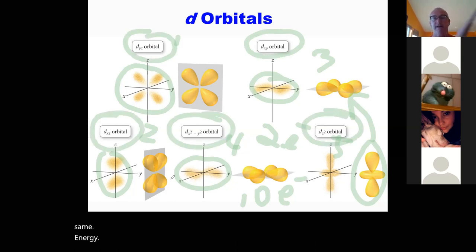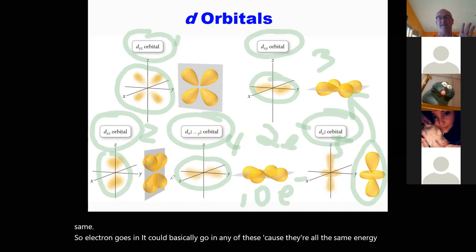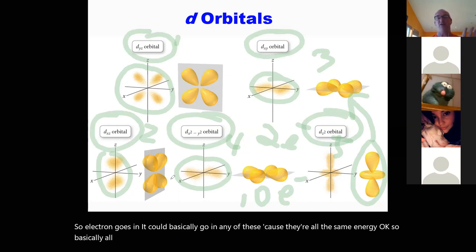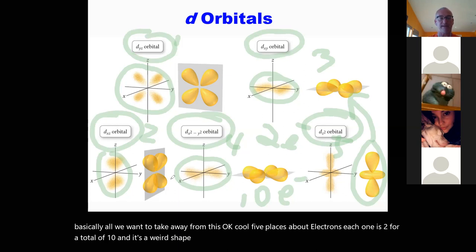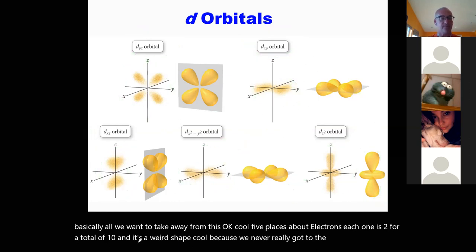So an electron goes in, it could basically go in any of these because they're all the same energy. So basically, all we want to take away from this is five places to put electrons, each one holds two for a total of 10. And it's a weird shape, cool, because we haven't really got to the really weird shapes yet.